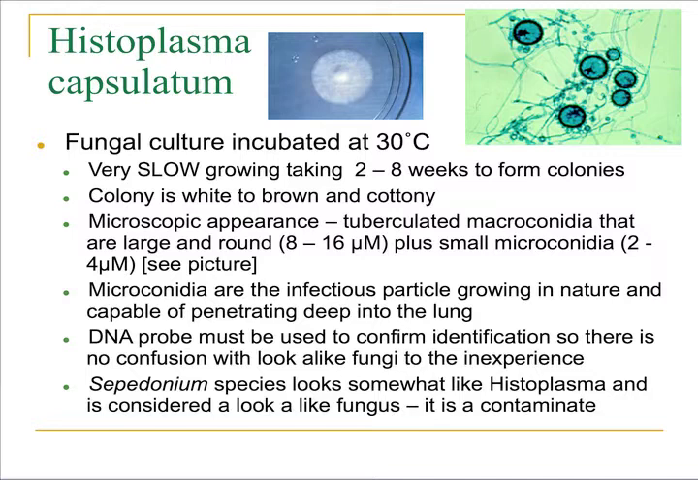bit inexperienced. The one organism that most literature will say looks most like Histoplasma is a mold called Sepedonium species. It is a contaminant. It does grow more rapidly than Histoplasma, but underneath the microscope, it does have some characteristics similar to Histoplasma capsulatum.